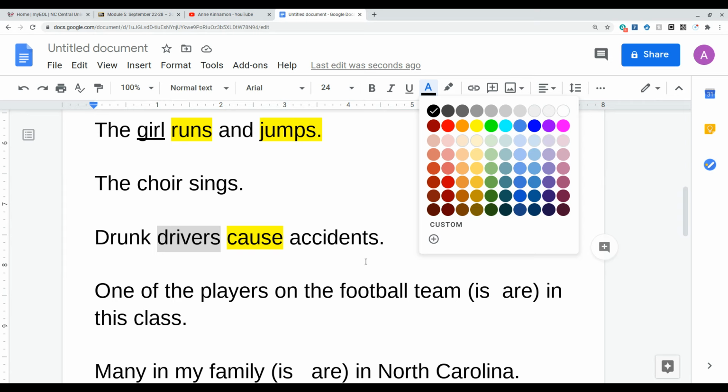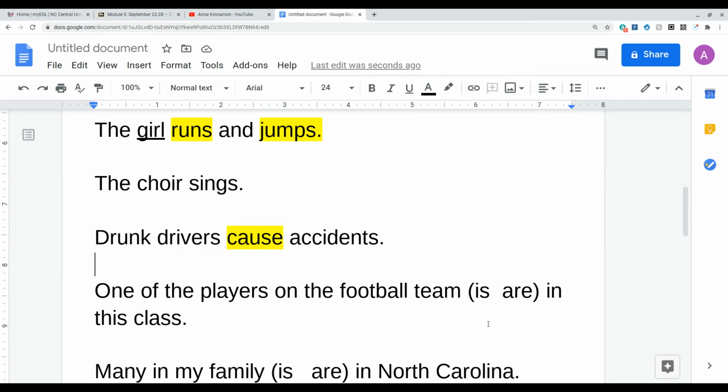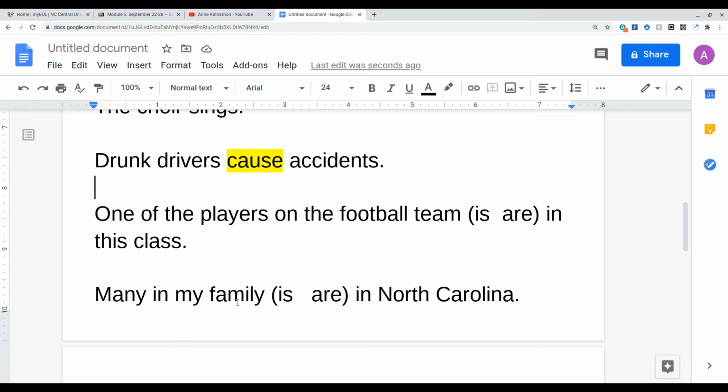Down here, I want you to figure out what is the correct verb. Which one would agree? We have: one of the players on the football team is, or one of the players on the football team are in this class. So I see lots of nouns. I see players, I see football team, and then I have one.